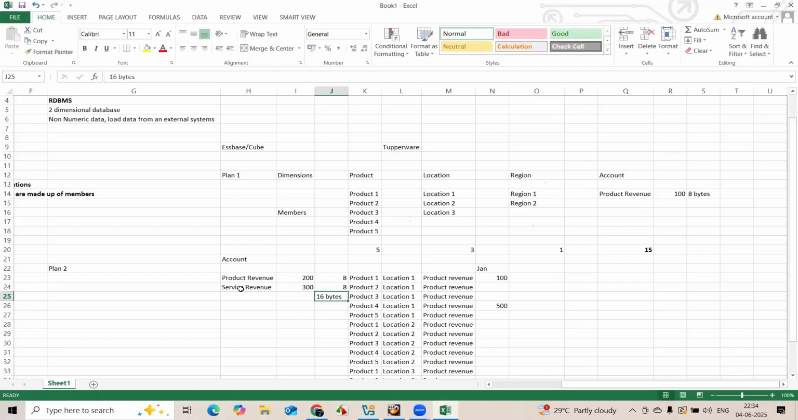Again, I will be discussing dense and sparse later, how the storage allocation will happen in the space. But for now, just think that a total of 16 bytes is consumed, not by the account dimension, but by one particular combination. One particular combination will take 8 bytes of data if that combination has data. For example, product 1, location 1, and product revenue: if you have inputted 100 here, this whole combination will consume 8 bytes of data in the Essbase application.